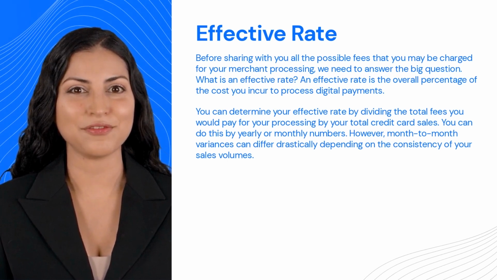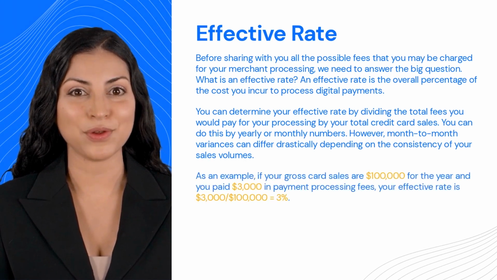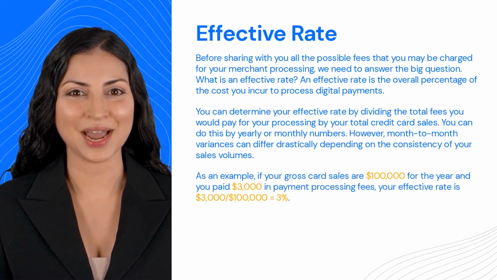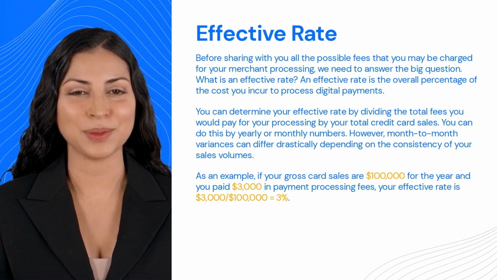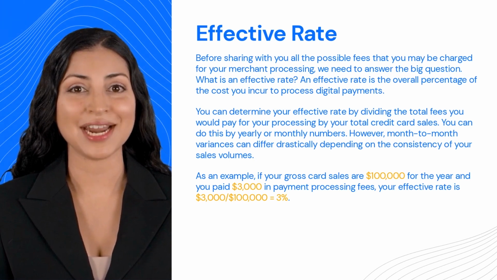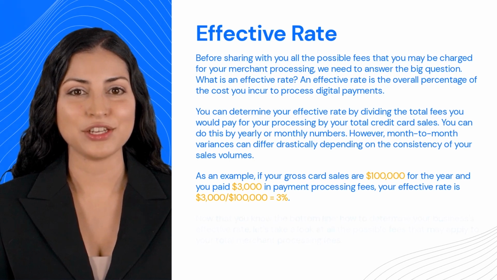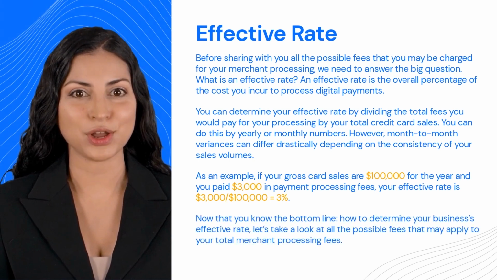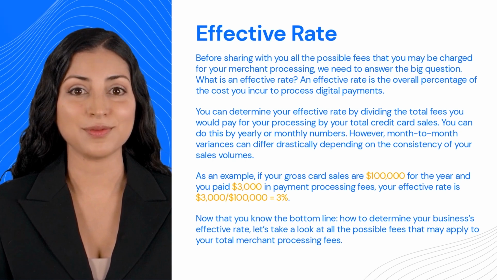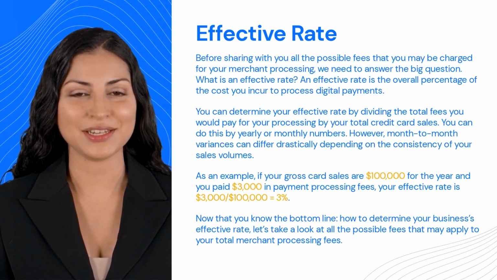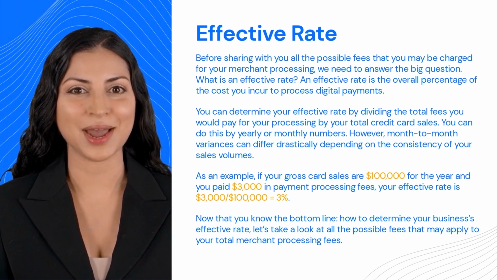However, month-to-month variances can differ drastically depending on the consistency of your sales volumes. As an example, if your gross card sales are $100,000 for the year and you paid $3,000 in payment processing fees, your effective rate is $3,000 divided by $100,000 to equal 3%. Now that you know the bottom line, how to determine your business's effective rate, let's take a look at all the possible fees that may apply to your total merchant processing fees.